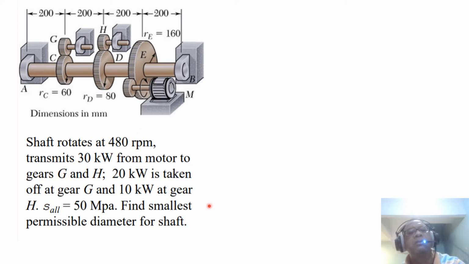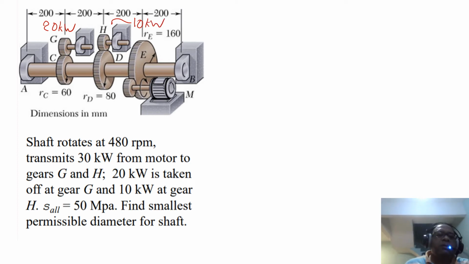So let us write it down here. 20 kilowatts. So here is 20 kilowatts, and 10 kilowatts at gear H. So here is 10 kilowatts. The allowable stress is 50 megapascal. So that's the allowable normal stress, not the shear stress. Find the smallest permissible diameter for the shaft. Okay, so we need to find the smallest permissible.